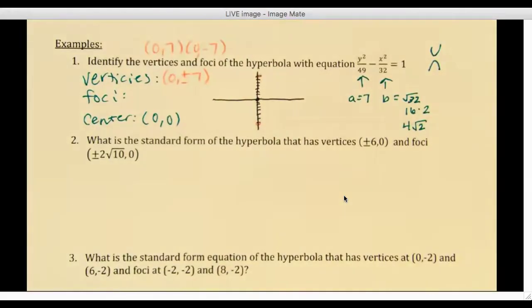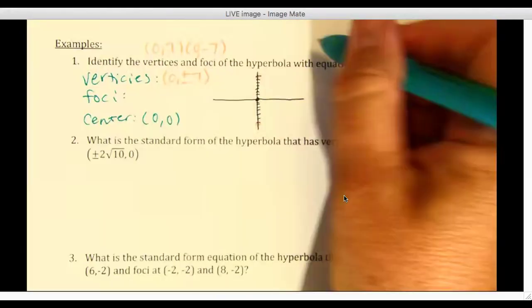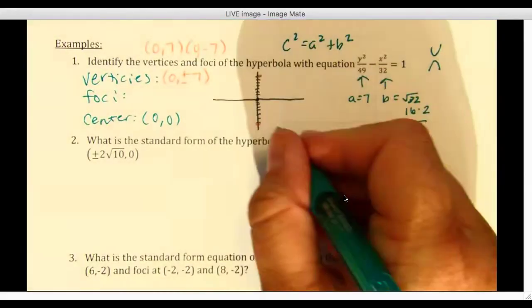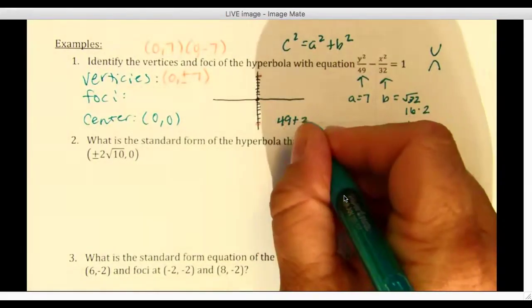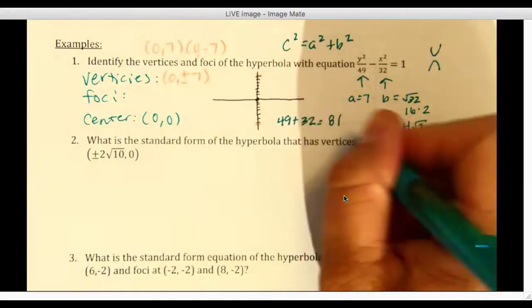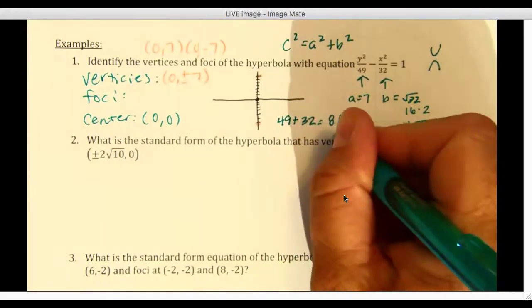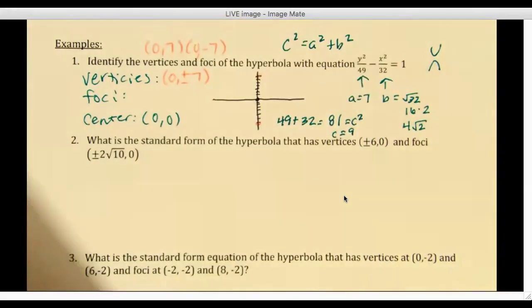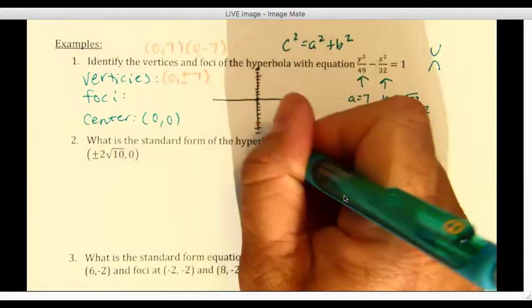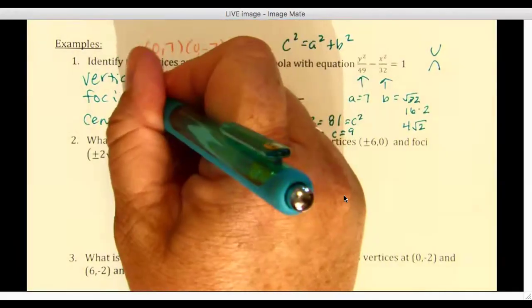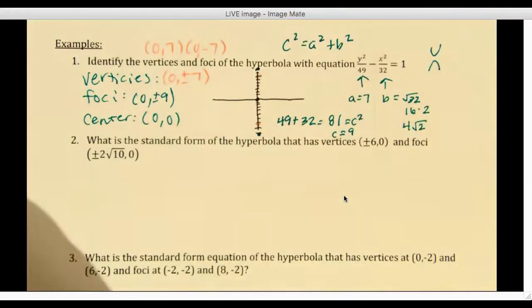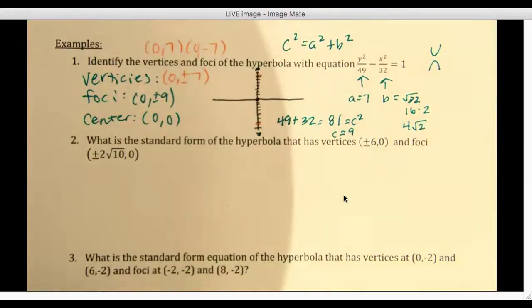And then my foci, remember the foci, you find c squared is equal to a squared plus b squared. So in this case, that would be 49 plus 32. Well, 49 plus 32 is 81. So that's C squared, so C is equal to 9. So we go an additional 2 more values to find our foci. And that means they would be at 0 plus or minus 9. Or again, you could write them as separate points like we did with the vertices. Right, so that is our first example.